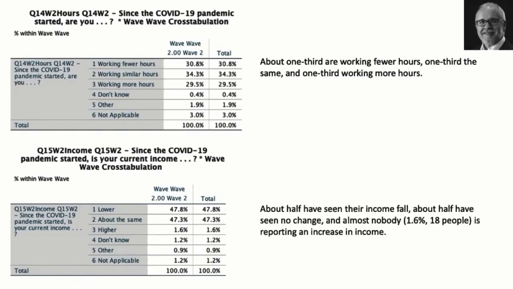When we go down, it's a very similar thing. We don't say 47.8 rounds to 48 and the other one rounds to 47%. Now, about half have got a lower income. And if you just say that without any other piece of information, about half the people who answered us have got a lower income now than they had in February. That is a major important factor. And almost nobody is earning more.